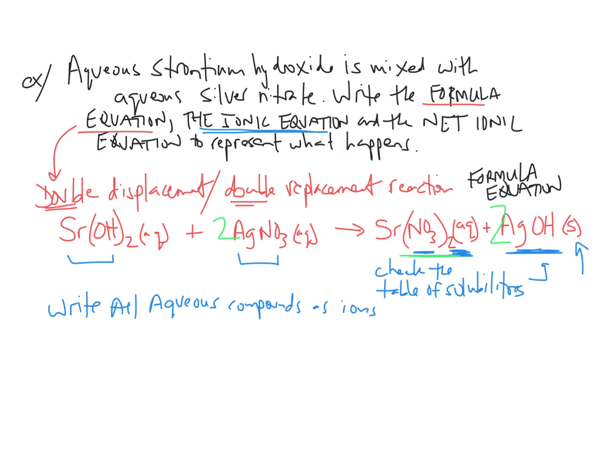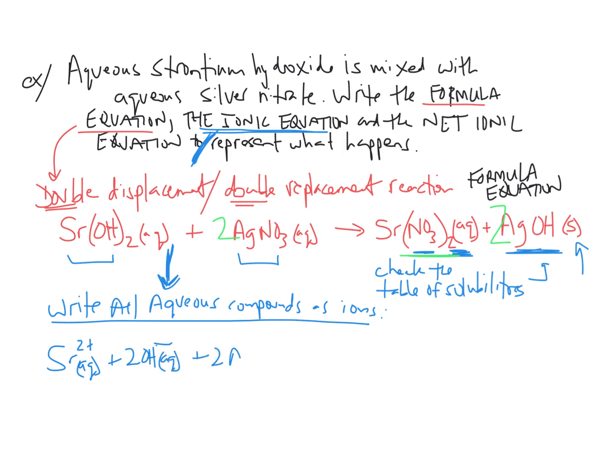Because this is going to lead to us being able to eliminate ones that aren't really important in the reaction. And that's going to be called the net ionic. So this is the ionic equation going down this way. That's your ionic equation. So we'll just write strontium 2+, aqueous. This takes up the most space, by the way. There's 2 hydroxide ions that are aqueous. We're writing them out. There's 2 Ag+ silver ions that are aqueous. There's 2 nitrate ions that are aqueous.